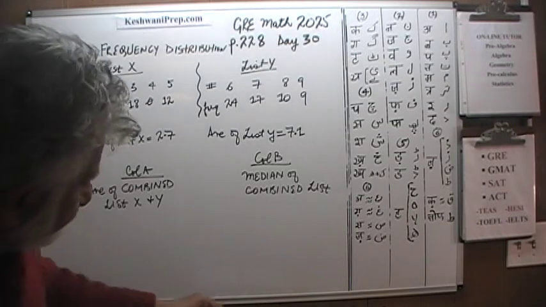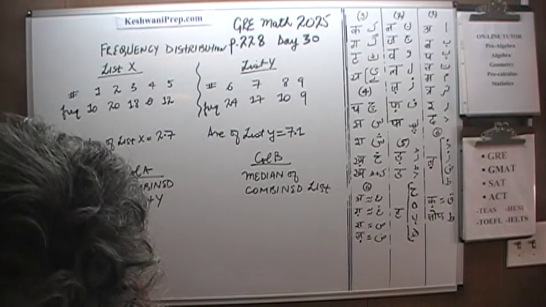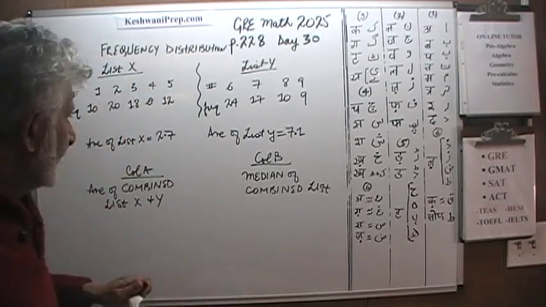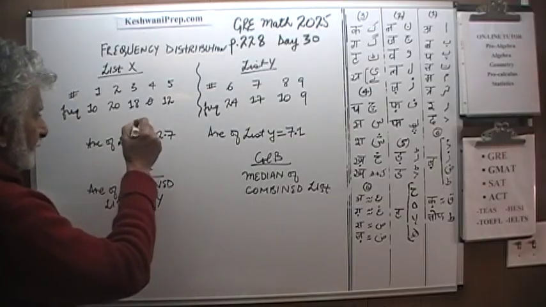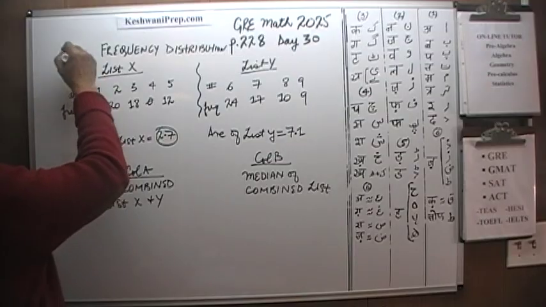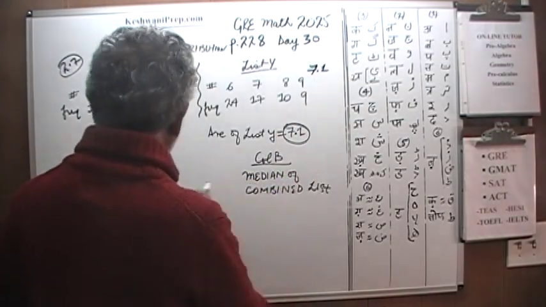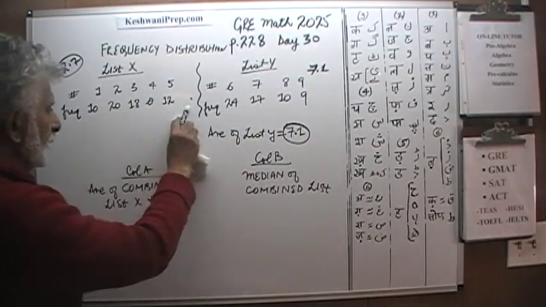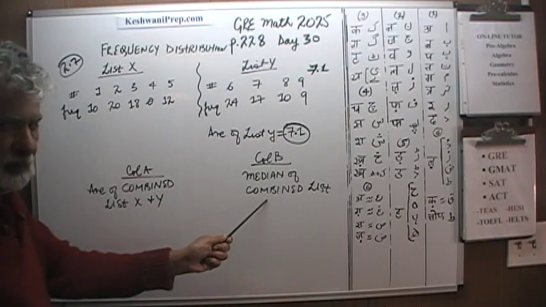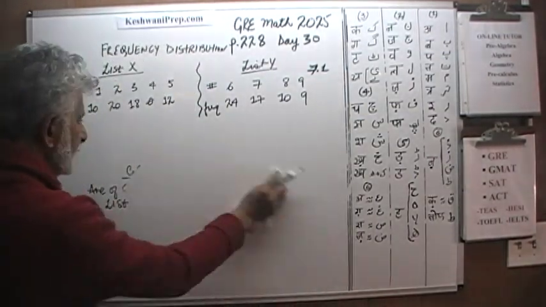Let's see what we can do. Because we need the room, I'm going to have to erase something. So let's first take care of this. The average of list X is 2.7. Let's put it up there so we don't lose it. And the average of list Y is 7.1. Let's put it up there so we can erase this part. And remember, in column A we have the combined average, in column B we have the combined median. Very simple to remember.